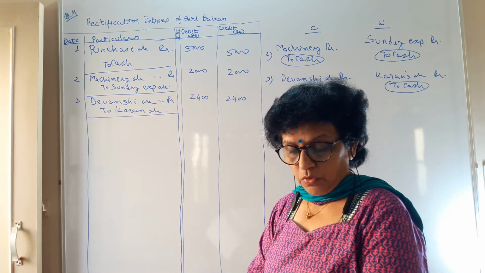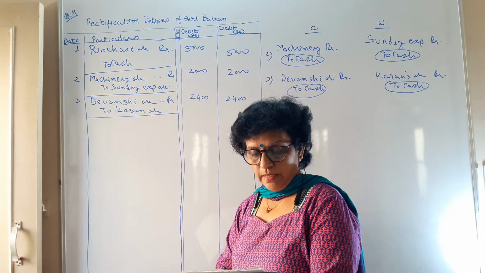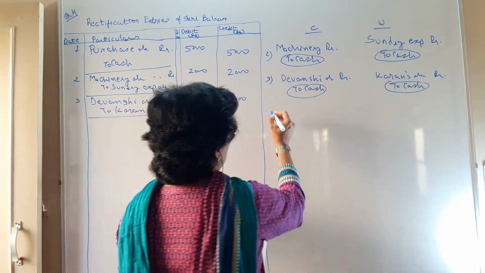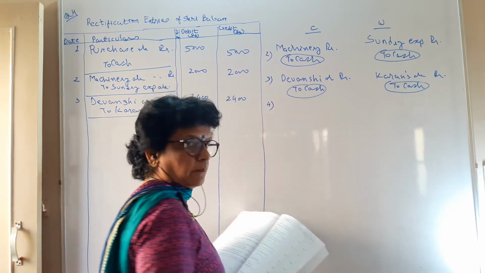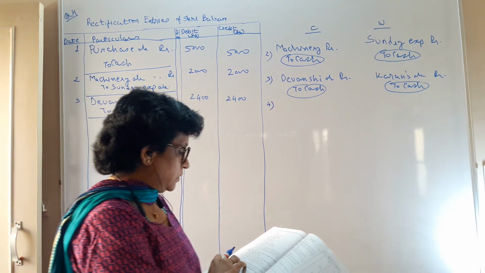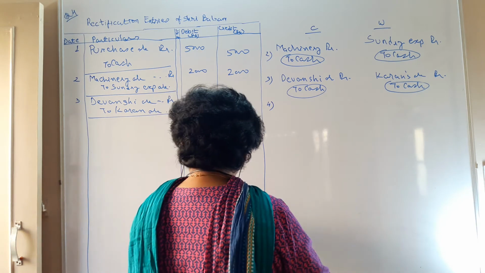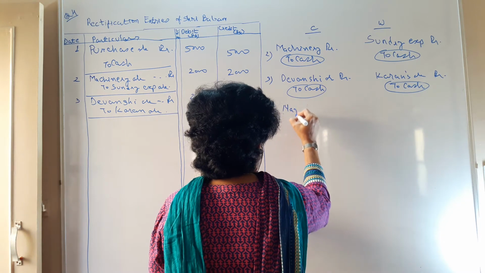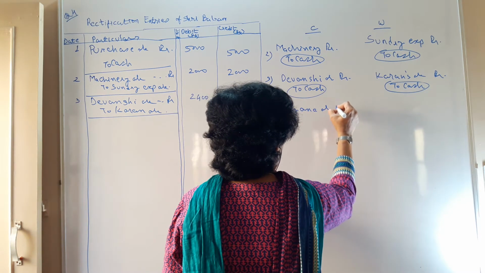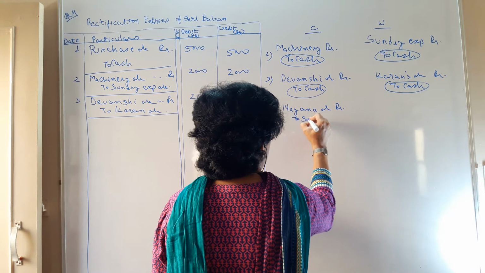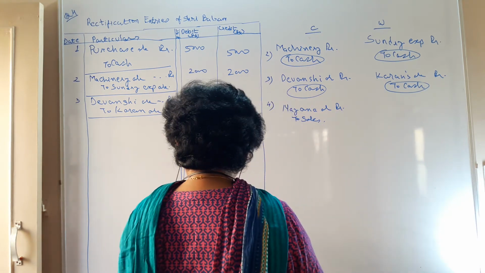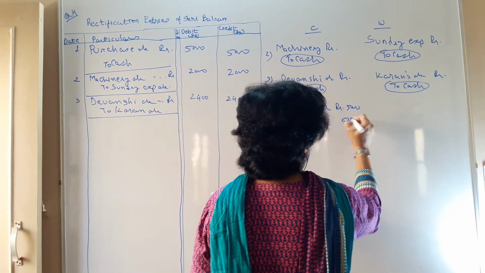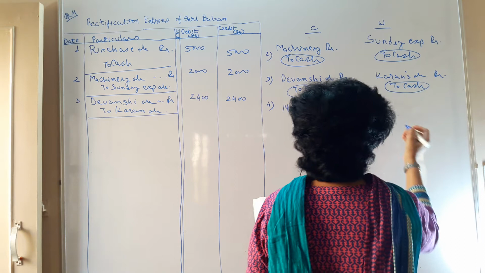Number 4, goods of rupees 5000 sold to Naina is recorded in the purchase book by mistake. This is an error of preliminary book recording. The correct journal entry is that you have sold the goods to Naina, so Naina account debit to sales. And what is the amount of the transaction? Rupees 5,000. Now what you have done is you have recorded it in the purchase book.